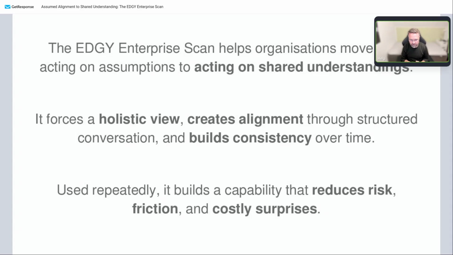And used repeatedly, it builds the capability that reduces risk, friction, and cost of surprises, so that we can ensure that we have a better understanding of what we want to do in the beginning, so that when we actually go forward, we have fewer surprises, we have a better plan, we have a better shared understanding of where we're going. Even if we take different routes to the same location, we are going to the same location. And there's a reason for different routes, because we are going to merge at some date, and then we can merge with a solution that fits.